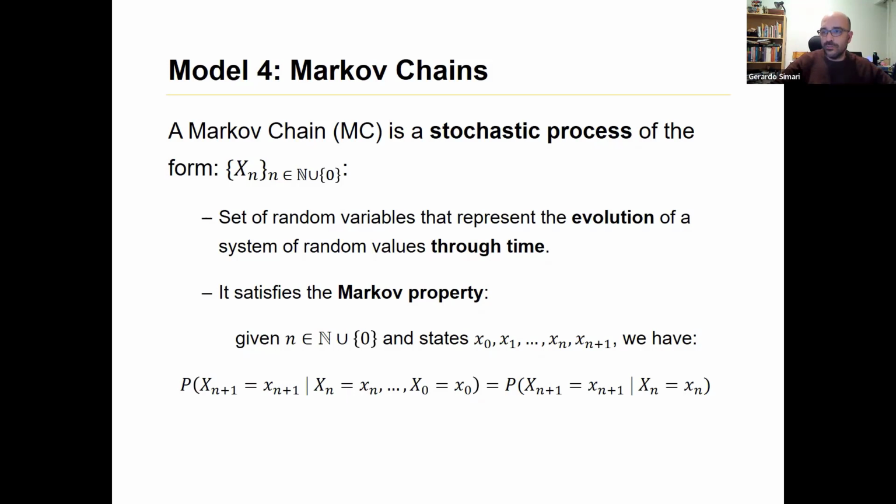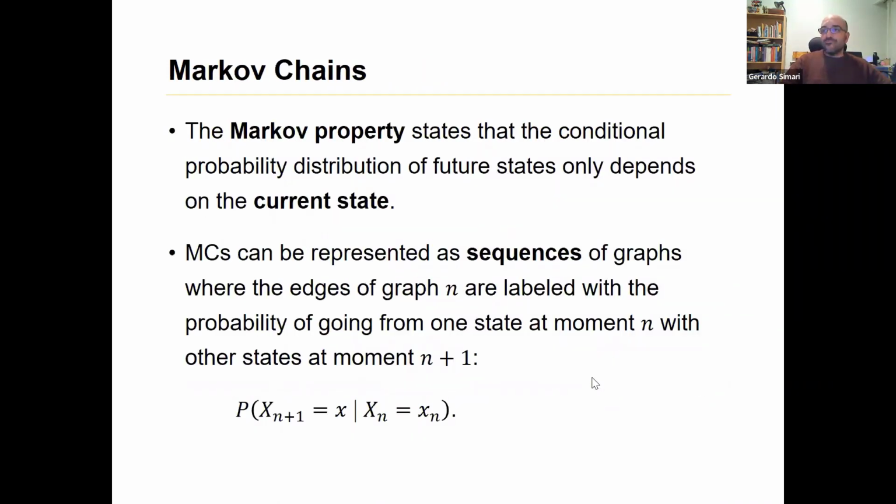So that's encoded quite simply through this formula where I say the probability of xn plus 1 given xn and all the history, it's equal to just knowing where you are now. That will tell you what the probability is of where you're going. So the probability of the future only depends on the current state. And the chains can be represented as sequences of graphs labeled with the probability of going from one state at the moment n with another in the future.